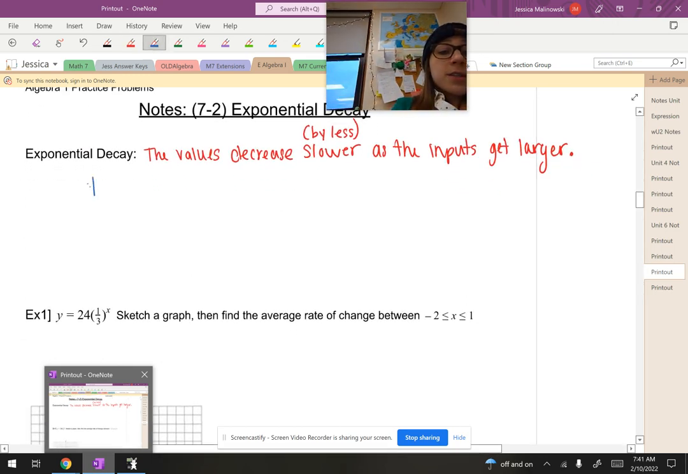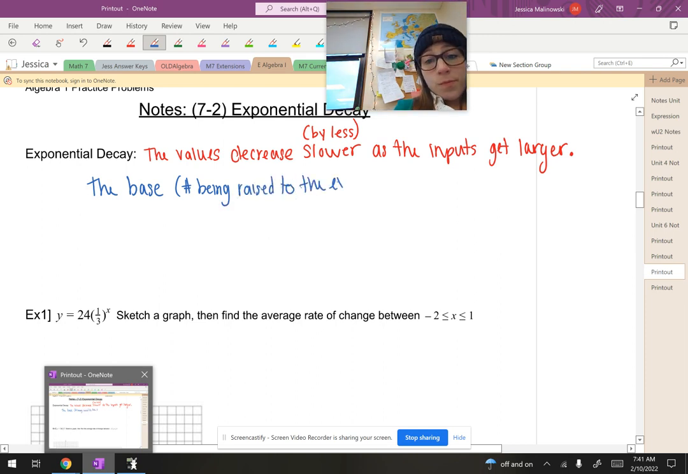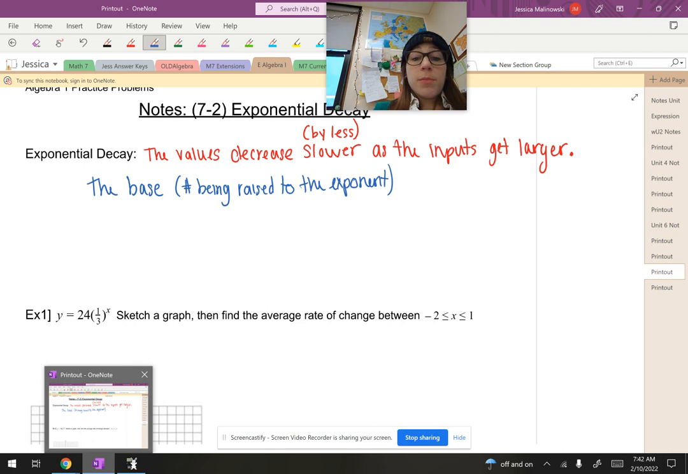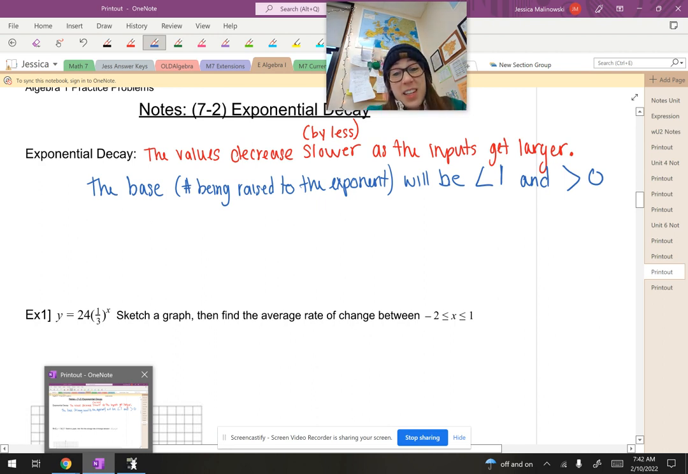When we're looking at this, the base, again, that number being raised to the exponent, in order to make something smaller, when you're multiplying by something, in order to take what you start with and make it smaller, the base will be less than 1, but also greater than 0, because we're not going to have any negative numbers in there.